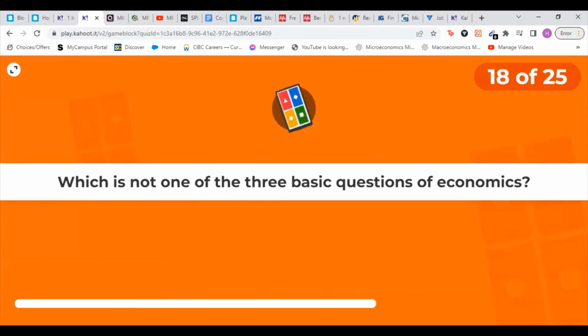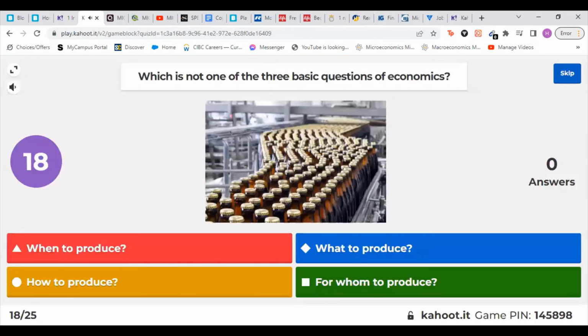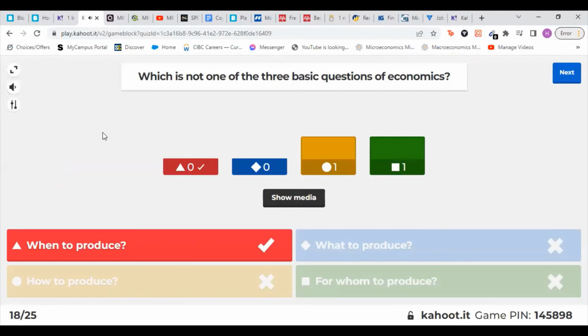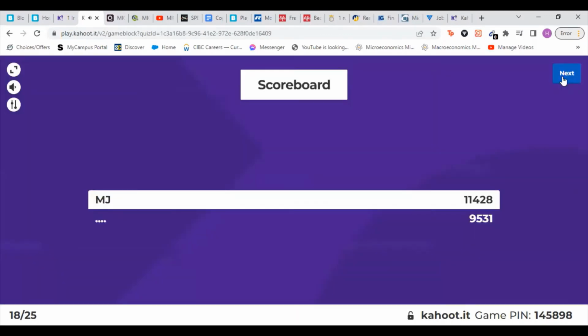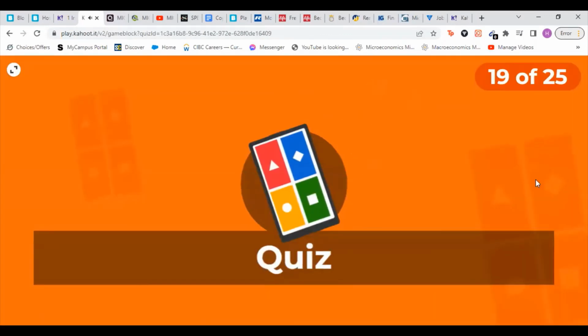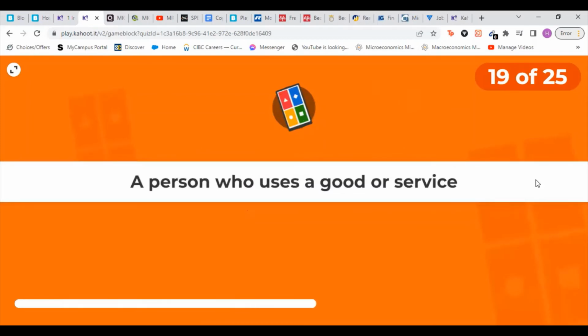Which is not one of the three basic questions of economics? How to produce. When, yeah. Okay, the one to produce. Yeah, I didn't know that one either.